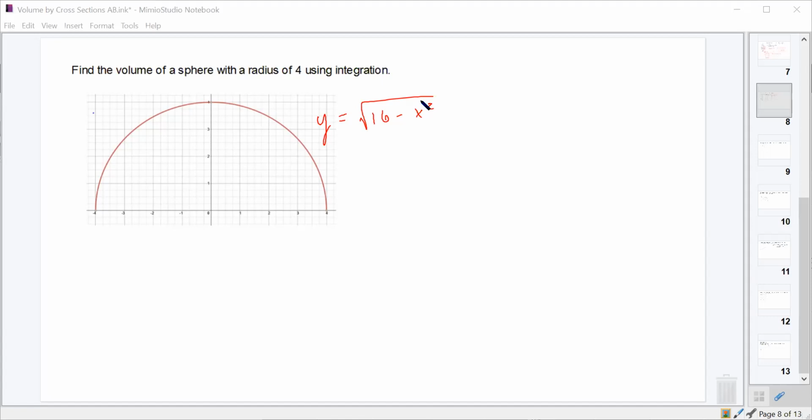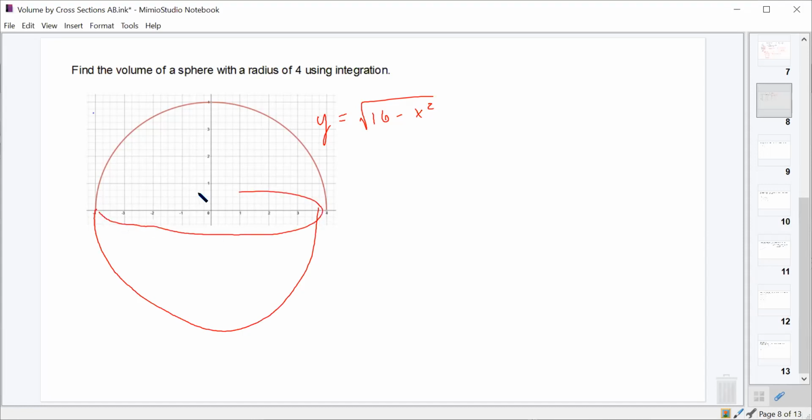So if I were to do that, there's my sphere, really atrociously drawn. And if I were to slice that sphere this direction, what would each cross section look like?